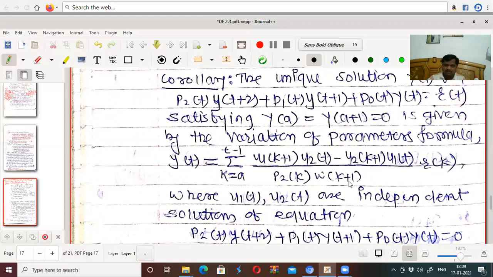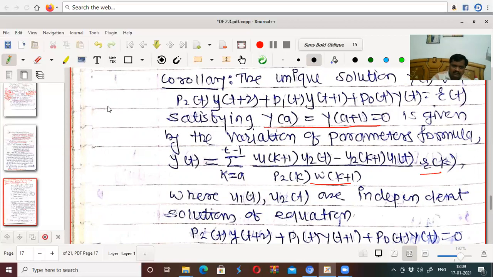Now this is a small w for determinant, capital W for matrix. Keep in mind this. Small w for determinant. So what about this? This is the initial value problem, because the values are given at a and a plus 1.